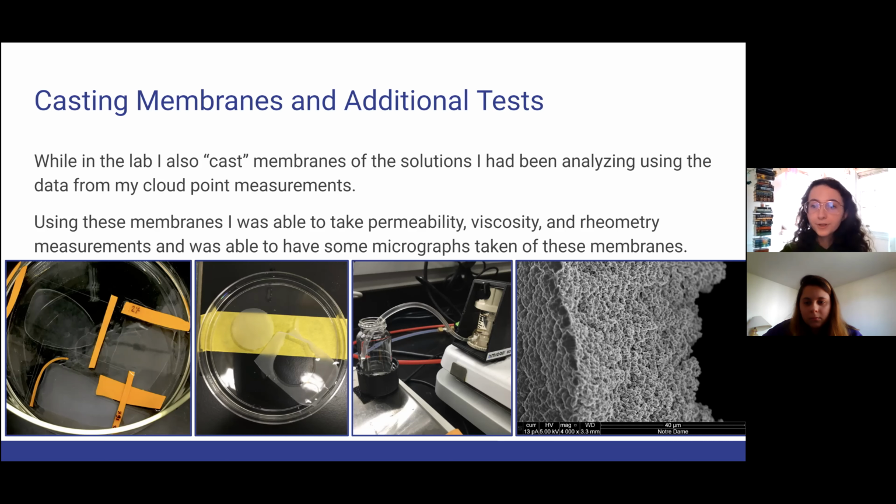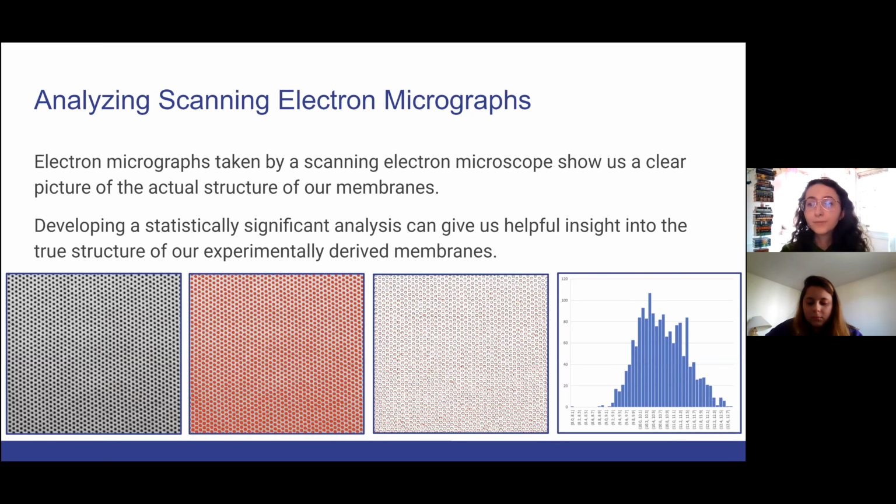So those electron micrographs actually bring me to the first major change in direction that my research had to endure. Once the pandemic hit, I could no longer work in the lab, so my work shifted online. I spent time analyzing all of my previous measurements at first, but I ran into a problem when I reached my SEM, my scanning electron micrographs. The micrographs are simply pictures.